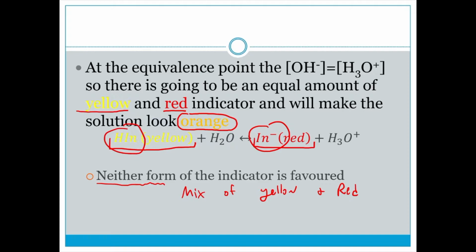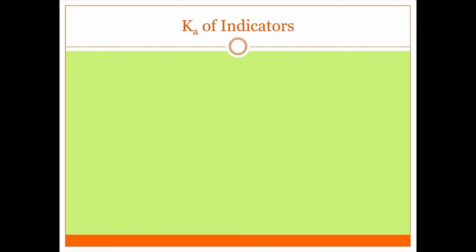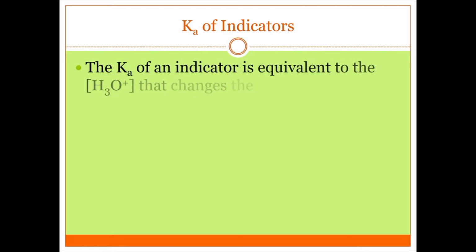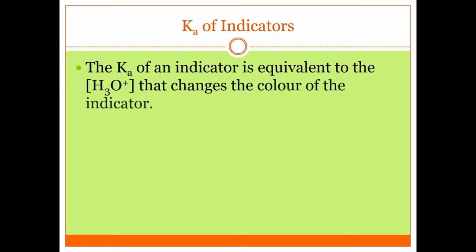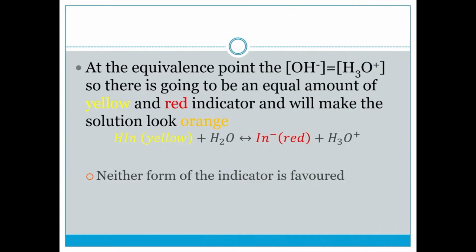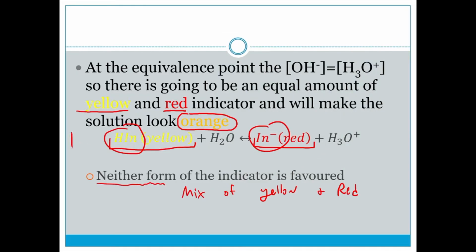Now, every indicator, being a weak acid or a weak base, has a Ka or a Kb. We tend to just stick with a Ka for indicators, so we assume that the indicator is a weak acid of some variety. It turns out that the Ka of an indicator is equivalent to the concentration of hydronium that causes the color change. And it kind of makes sense, because if I go back to our equilibrium here, the Ka is really based on this equilibrium.